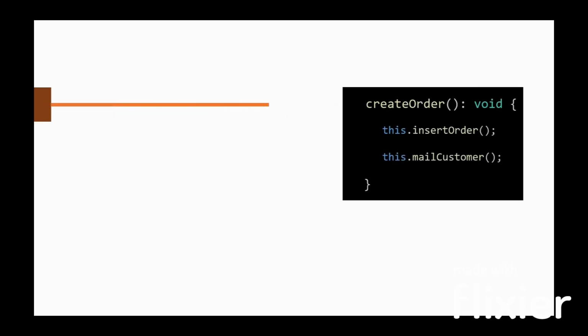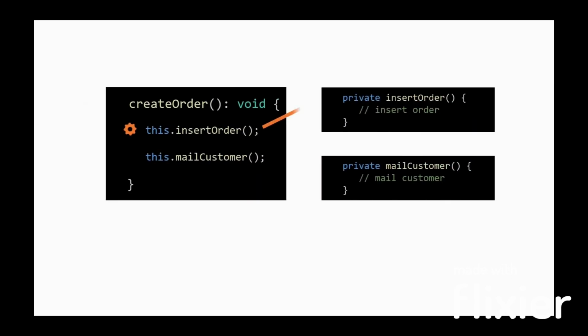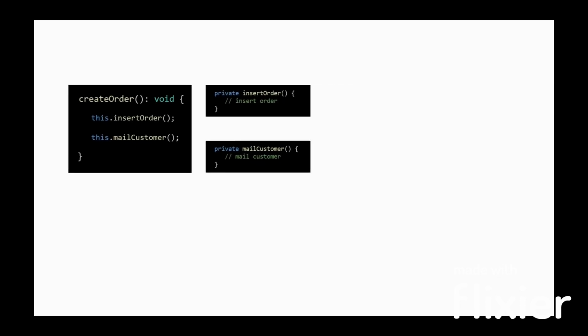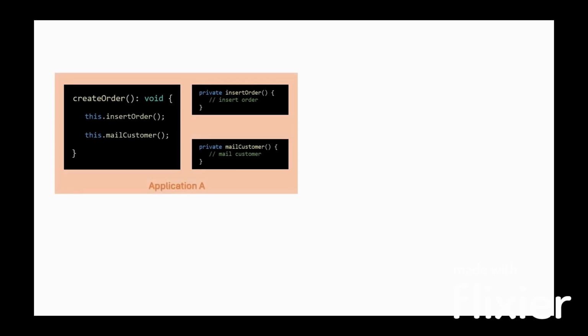A common strategy for implementing the order function is creating a function that contains all order-related logic. To maintain readability, this function can be divided into two subfunctions which are called within the primary order function: insert order function and mail customer function. These functions reside within the same application hosted on a specific machine.